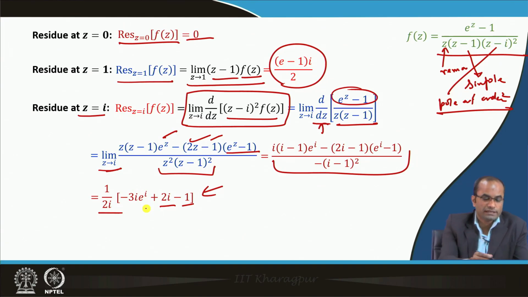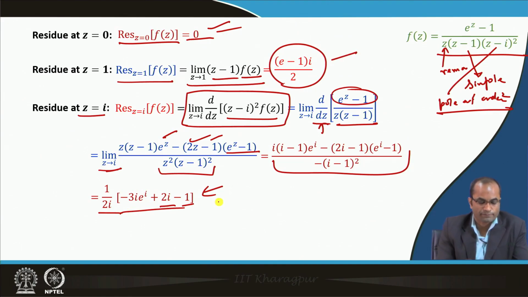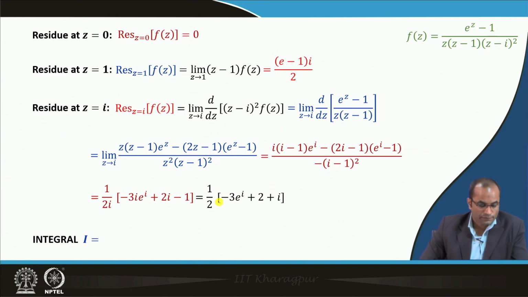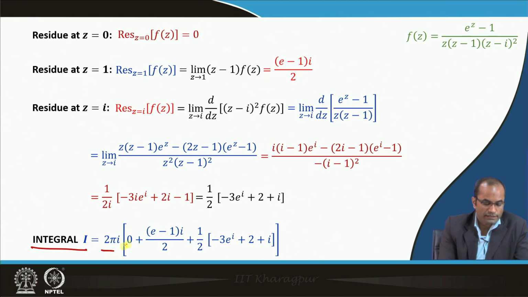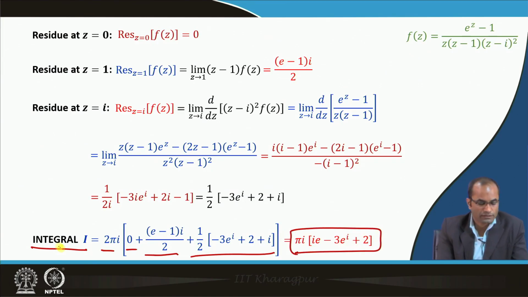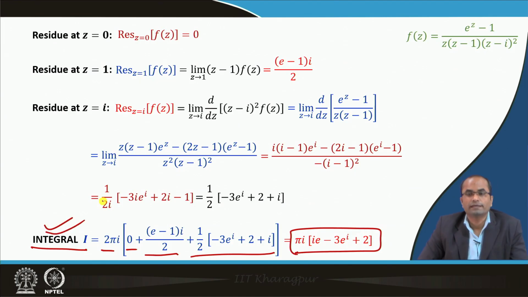So we have these 3 residues: one was 0, the other one (e minus 1) i by 2, and the third one this one. To get the integral value, the integral I will be 2 pi i times the sum of all these residues. So 2 pi i, and then we have 0 for the first, the second residue, and the residue at the point where it is a pole of order 2. Now if we simplify a bit more, we will get the value of the desired integral.